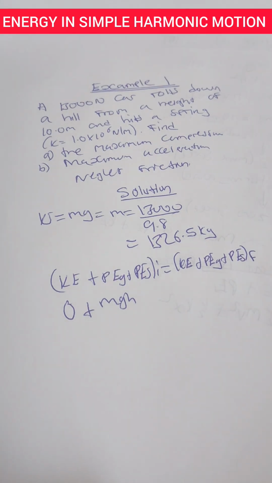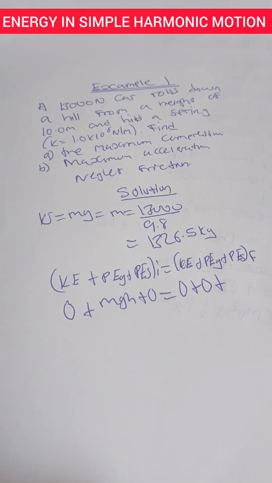At the final position, kinetic energy is still going to be 0 because the object is not moving. Also, gravitational potential energy is going to be 0 because now the object does not have a height. For elastic potential energy, it's going to have a value because it now has compression. So we write the formula of elastic potential energy, which is half kx squared.